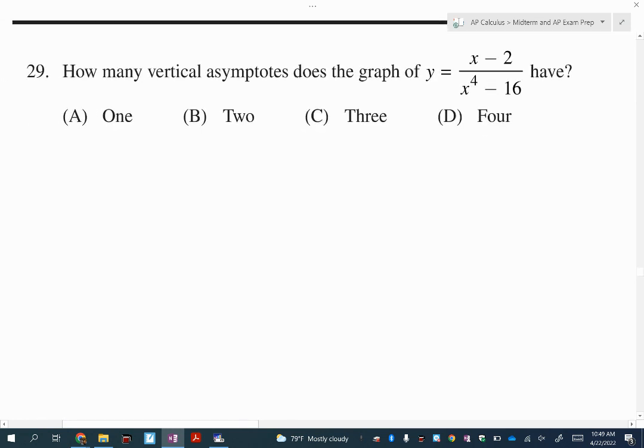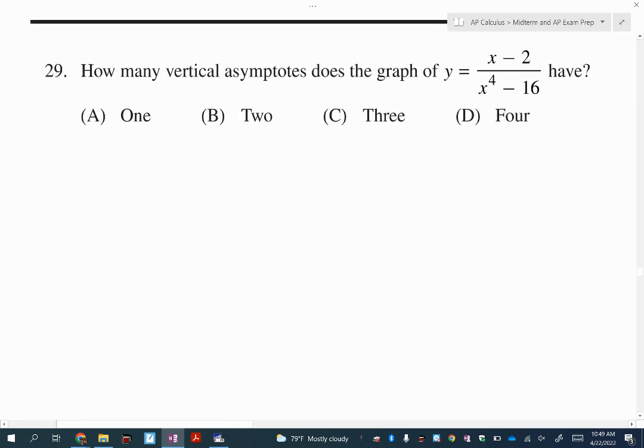All right, 29. I really don't think this is a calculus question. I really think this is an algebra question. Do you remember how to find vertical asymptotes when you're given a rational function? It's whatever makes the bottom 0. Whatever makes the denominator 0 will give you a vertical asymptote. But be careful here, because when I look at this, I should be thinking, what can I do first?